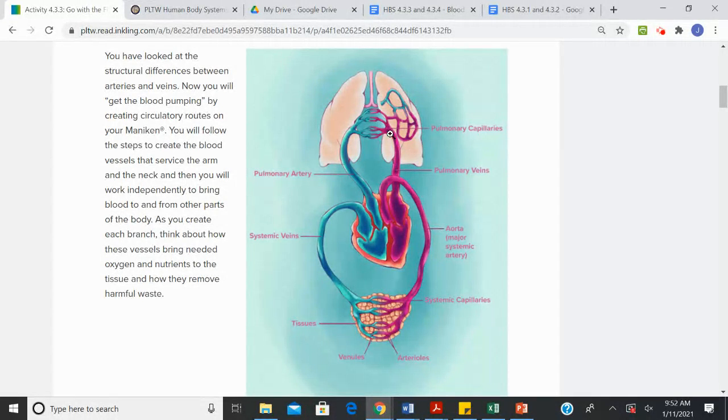And so that oxygen is then going to come back through the capillaries to the pulmonary veins, and it's going to be brought in the left atrium to the left ventricle and squeezed back to the aorta to the rest of the body again. It just continues and continues and continues.